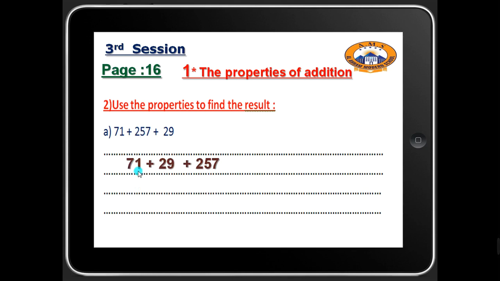I'm going to put it here. So 71 plus 29 plus 257, and please write the properties that you use. You change the places of these numbers, so you use the property we call the commutative property.